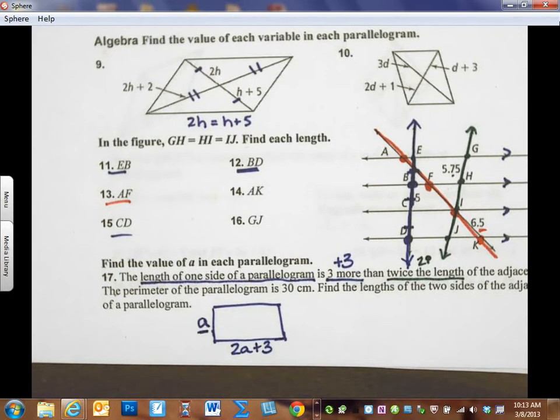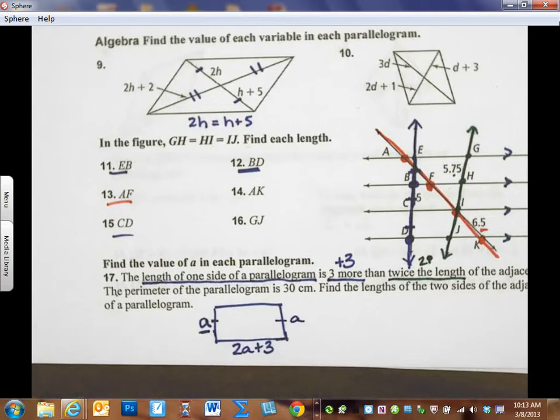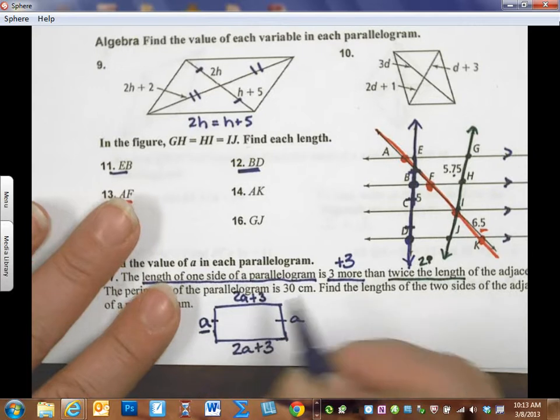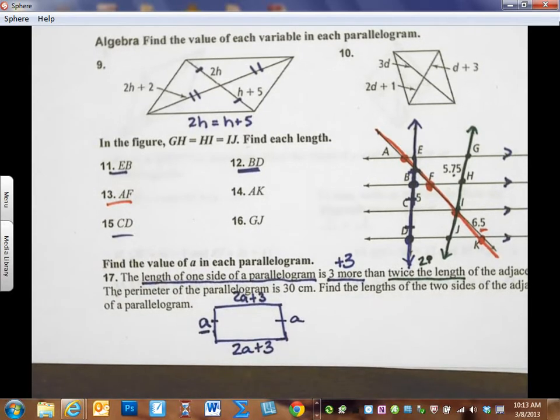Well, we're not quite done yet. If these sides are congruent, that means this is an A too. And it means this side is 2A plus 3. I'm not solving for A here because they're not giving me a length. We're not done reading the problem yet.